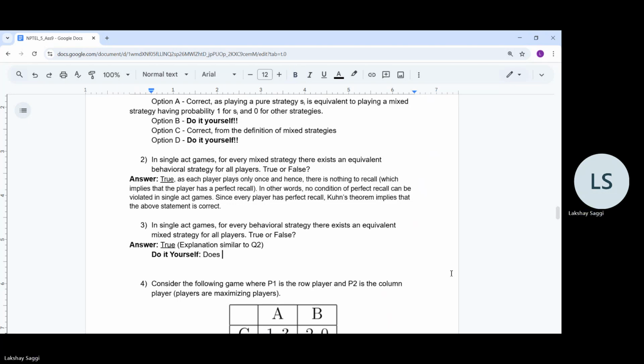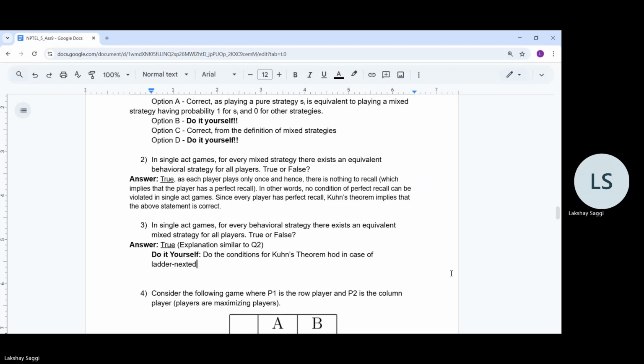So, do the conditions for Kuhn's theorem hold in the case of ladder nested multi-act games, ladder nested multi-stage games, or was it called multi-stage or whatever? I hope you get the idea.